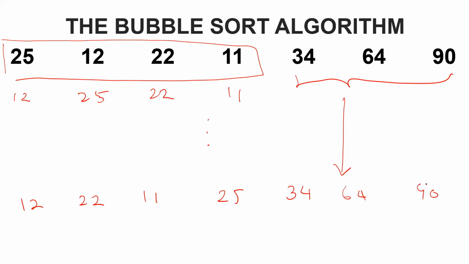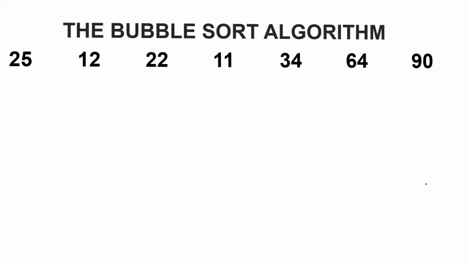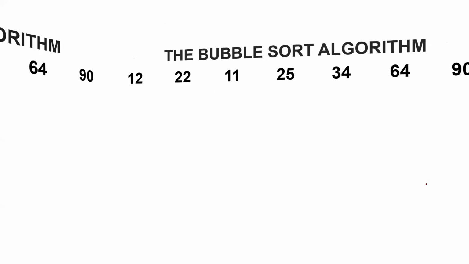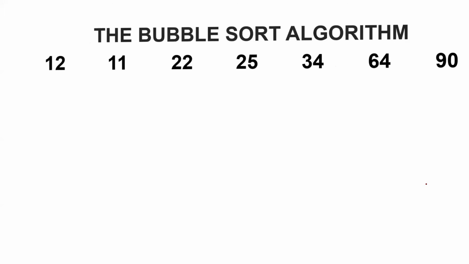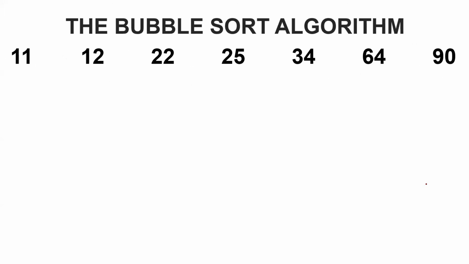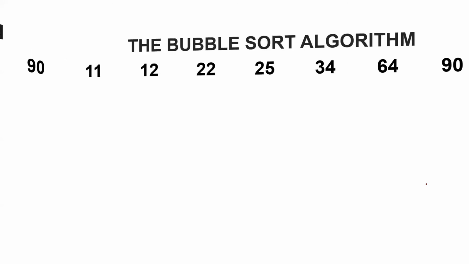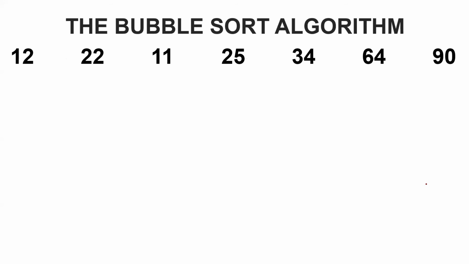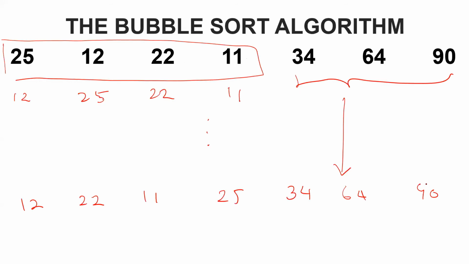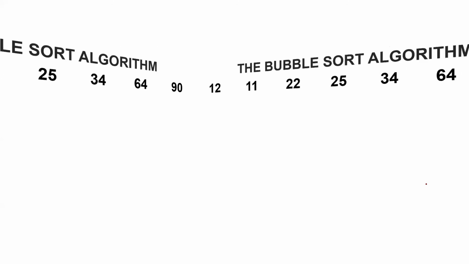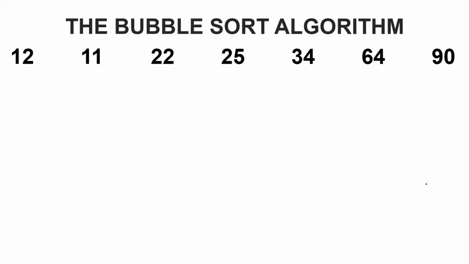Okay, this is a very simple list of numbers. So if you continue the algorithm completely, you eventually reach 11, 12, 22, 25, 34, 64, and 90. And notice how many slides I have transited. There's definitely a few more cycles to it. Notice my movement of slides until I reach the end of the sequence.